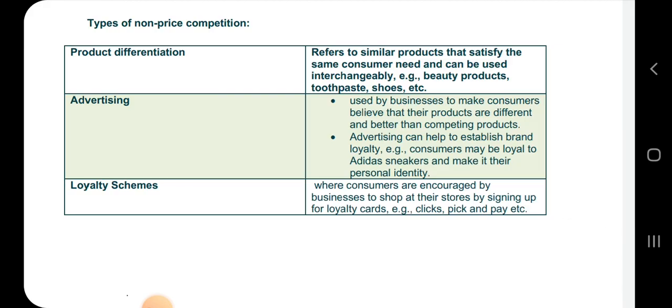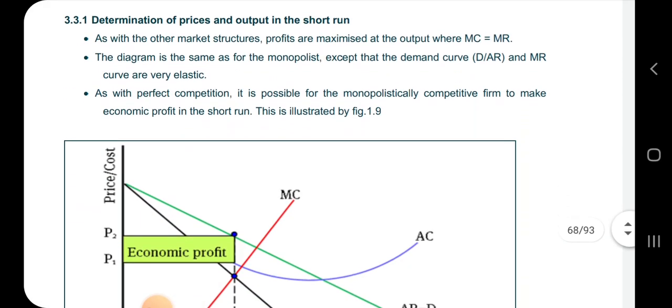Types of non-price competition: product differentiation. If we don't compete with price, we can compete in other ways. Product differentiation, we just make our products slightly different from yours. We can advertise more, or we can have loyalty schemes. If you buy, you get something for free.